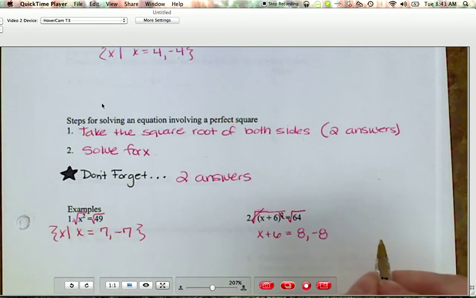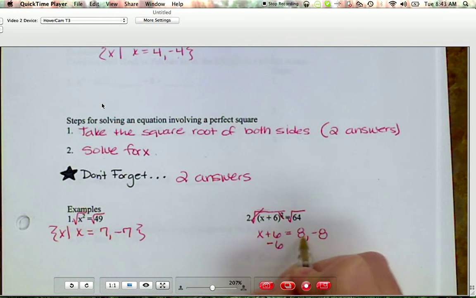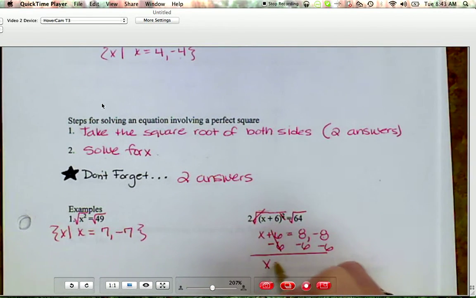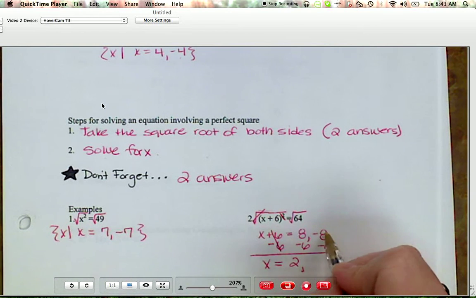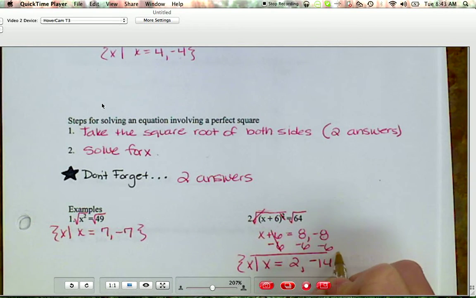Now we have to solve for x. So we need to make sure we subtract 6 from here, but since we have 2 possible solutions over here, we have to subtract 6 from each of those possibilities as well. So we get x, and 8 minus 6 gives us 2 for that solution, and negative 8 minus 6 gives us negative 14 for that solution.